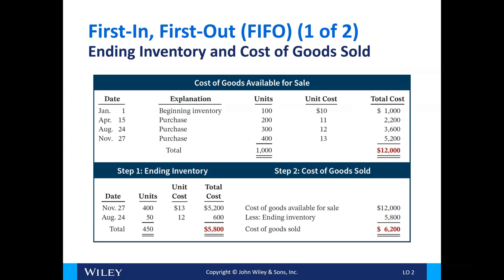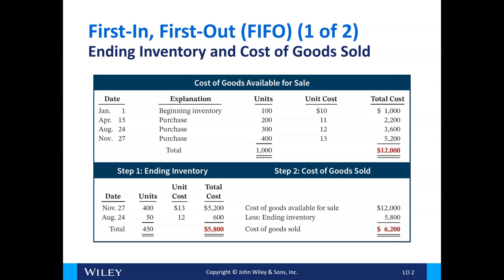So what we're trying to figure out is what do we have left? Well, in this case, we're going to look at the last ones we bought. So we're going to start with 400 units times $13 is equal to 5,200. And so then we're going to go to the next tranche. And so we're going to take 50 of these units purchased on August 24th, multiply that by 12, and that gives us $600. So our total inventory is going to be $5,800.